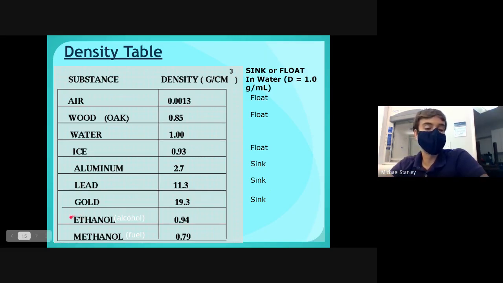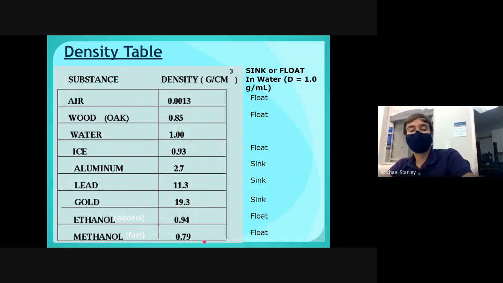Some other interesting things that are a little bit less dense than water include some alcohols like ethanol, which is the alcohol in your hand sanitizer, and it's also the alcohol in the stuff that you drink, and methanol, which is an important alcohol for producing certain types of fuel. Both of these are slightly less dense than water, so they both float on the top.